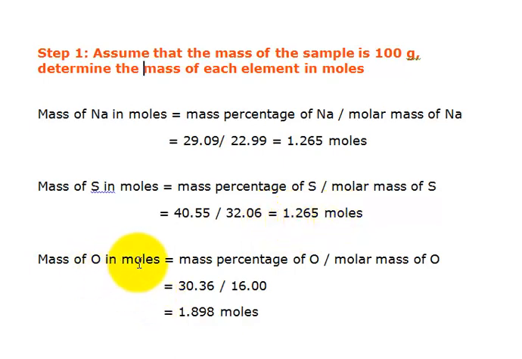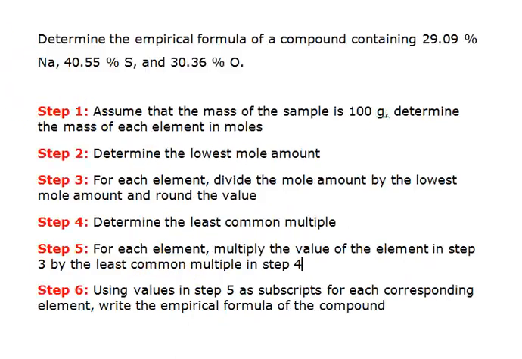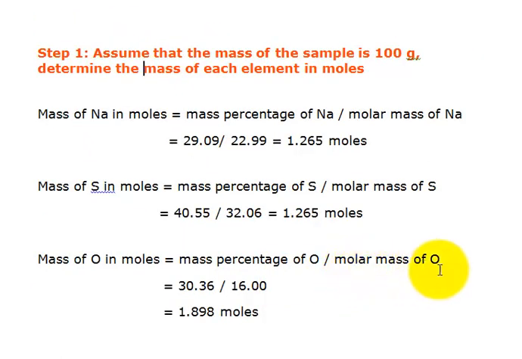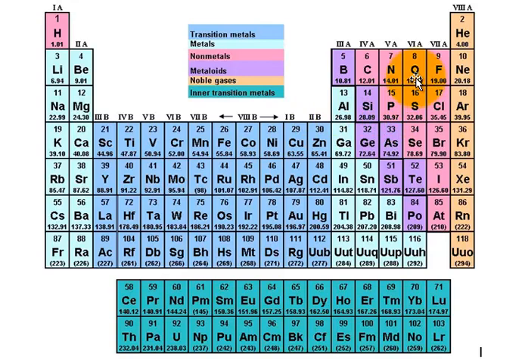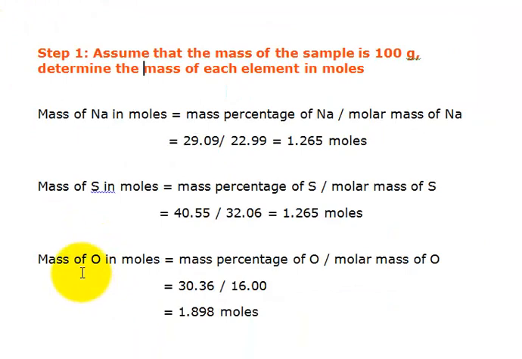Mass of oxygen in moles equals mass percentage of oxygen, which we can obtain from the question, and the mass percentage of oxygen is 30.36, divided by the molar mass of oxygen, which we can obtain from the periodic table, and the molar mass of oxygen is 16.00. So the mass of oxygen in moles equals 30.36 divided by 16.00 equals 1.898 moles.